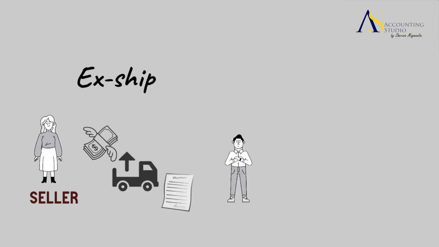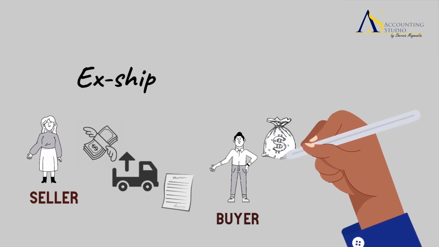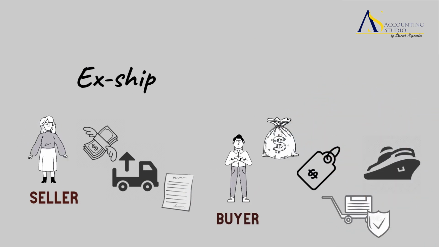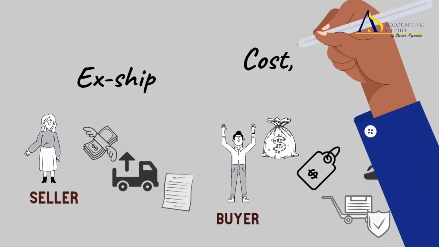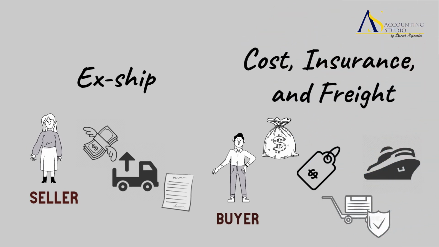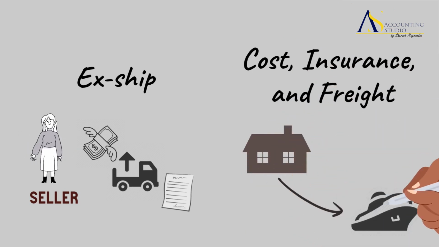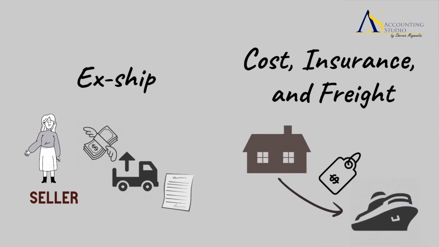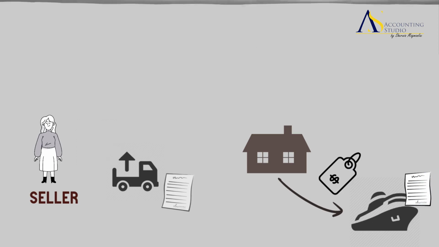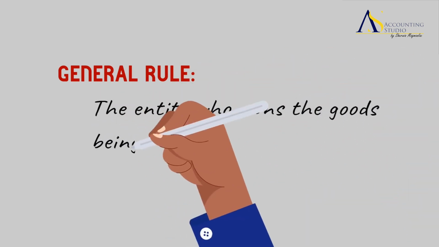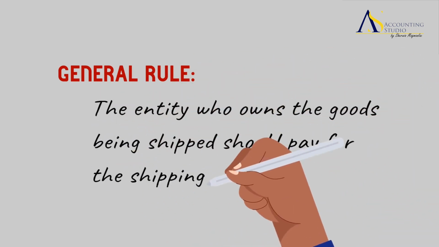It is also possible for a buyer to pay in lump sum the cost of the goods and the insurance and freight costs. This is called CIF, for the cost, insurance, and freight. Under this, the seller must deliver the goods to the carrier and pay the costs of loading. Thus, title passes to the buyer upon delivery of the goods to the carrier. But as a general rule, the entity who owns the goods being shipped should pay for the shipping costs.